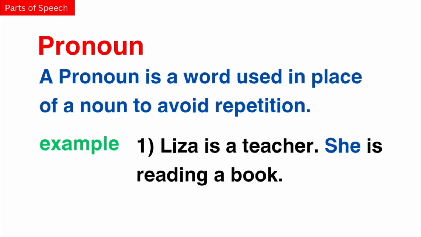Pronoun. A pronoun is a word used in place of a noun to avoid repetition. Example: 1. Liza is a teacher. She is reading a book. Here, she is a pronoun. It replaces the noun Liza to avoid repetition and make the sentence smoother.